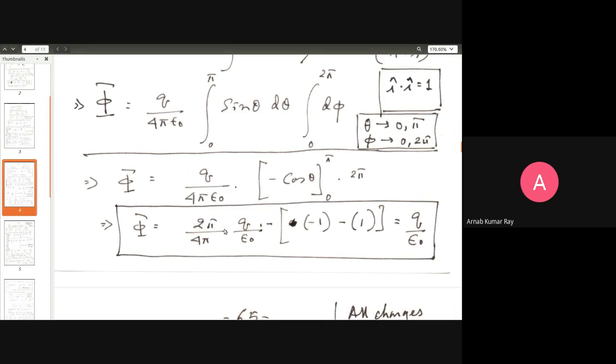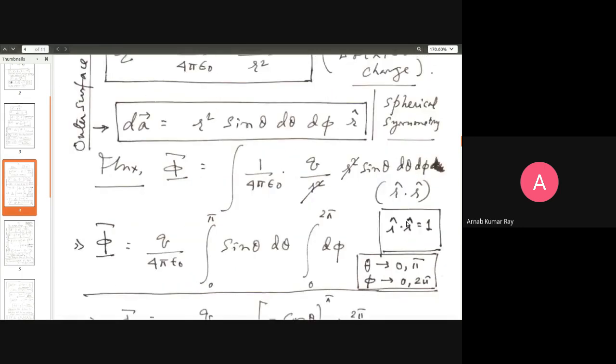Q by 4 pi epsilon naught is already there. Okay, now let us worry about the cosine part of it. The minus sign comes out. Cos of pi is minus 1, minus of cos of 0. Cos of 0 is 1. So minus 1 minus 1 is minus 2. Minus 2 into minus outside will be plus 2. Plus 2 into 2 pi will be 4 pi. 4 pi by 4 pi will cancel out, and you're just left with Q by epsilon naught.